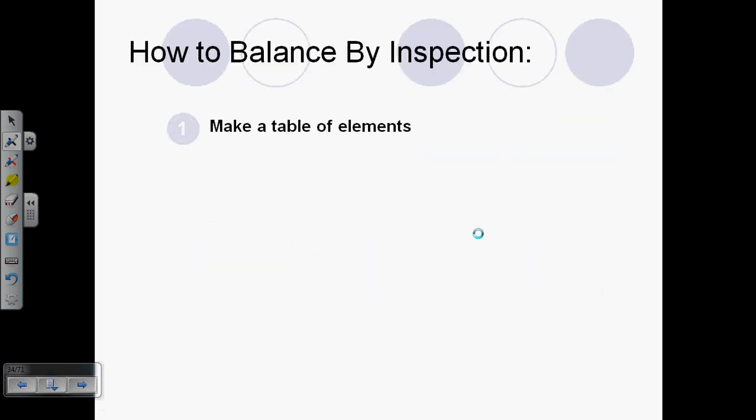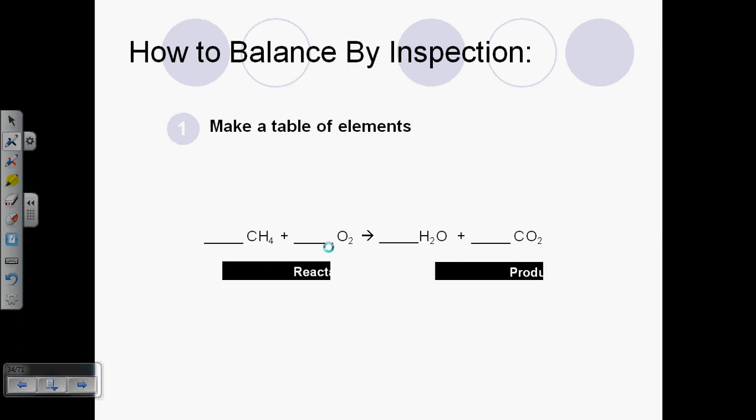So how do we balance? There's a couple different ways. I'm going to go through balancing by inspection. Some of you will like this method. Some of you will just be able to look at this equation right here and put a 2 here and a 2 here and balance out the equation. If you can't look at it and do that, then you'll want to follow these steps.